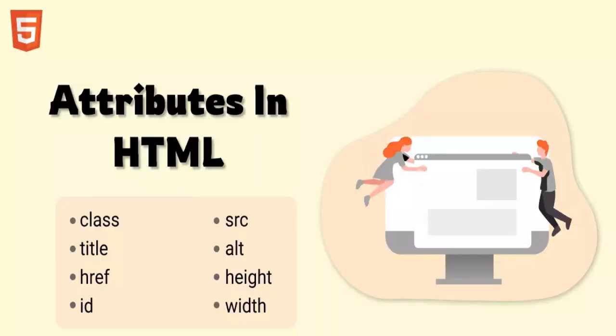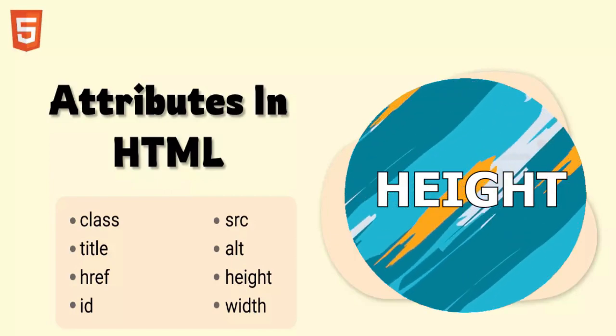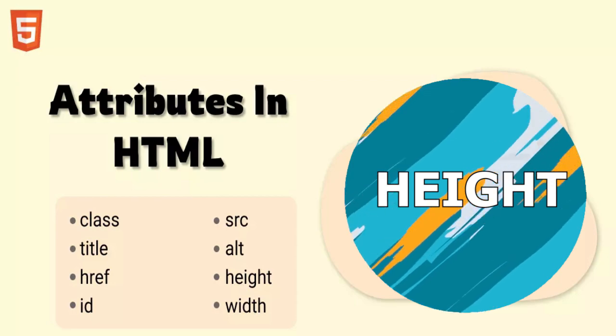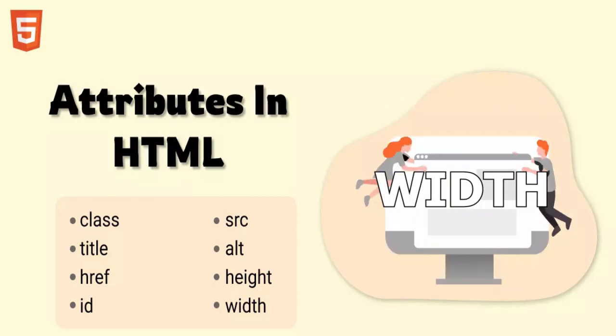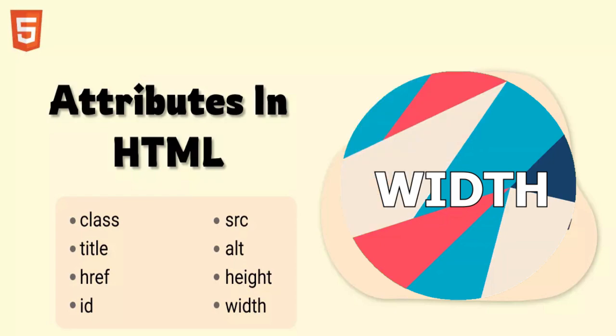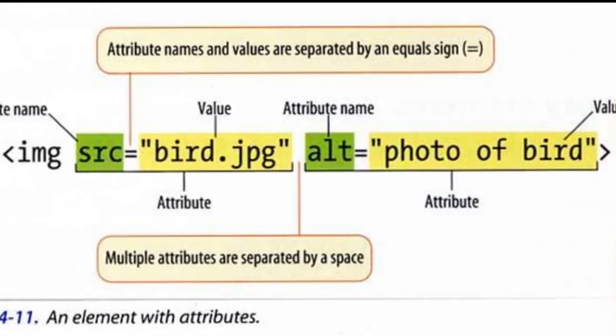Attributes are used to provide additional information about HTML elements. Like the height attribute is used to represent the height, and the width attribute is used to represent the width, and in an image, src is used to represent the source file. Basically, you can edit or resize the image using these attributes.